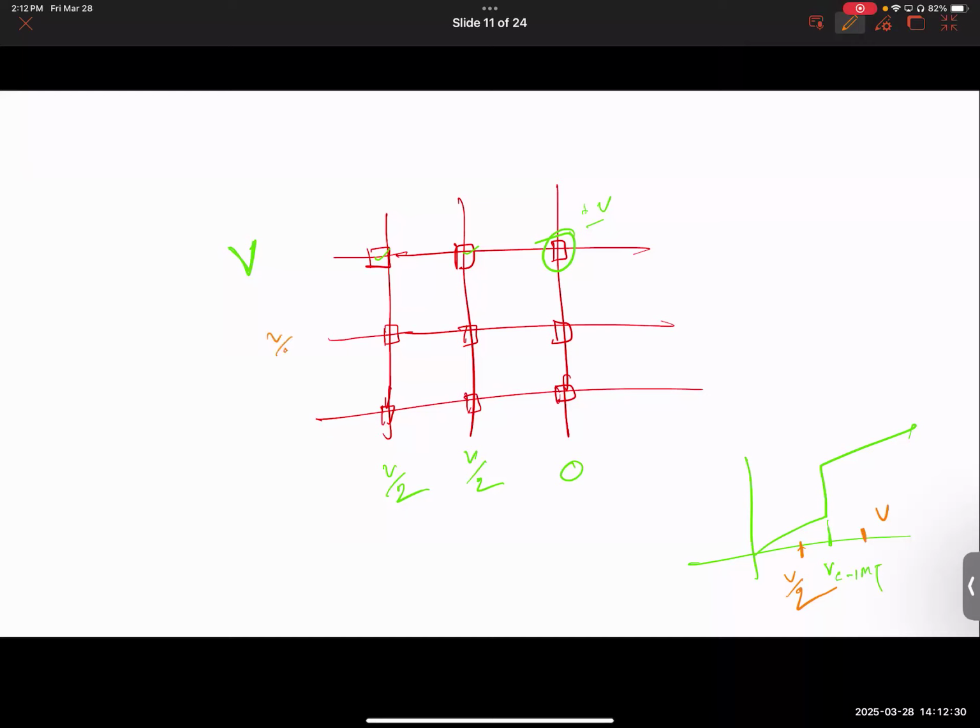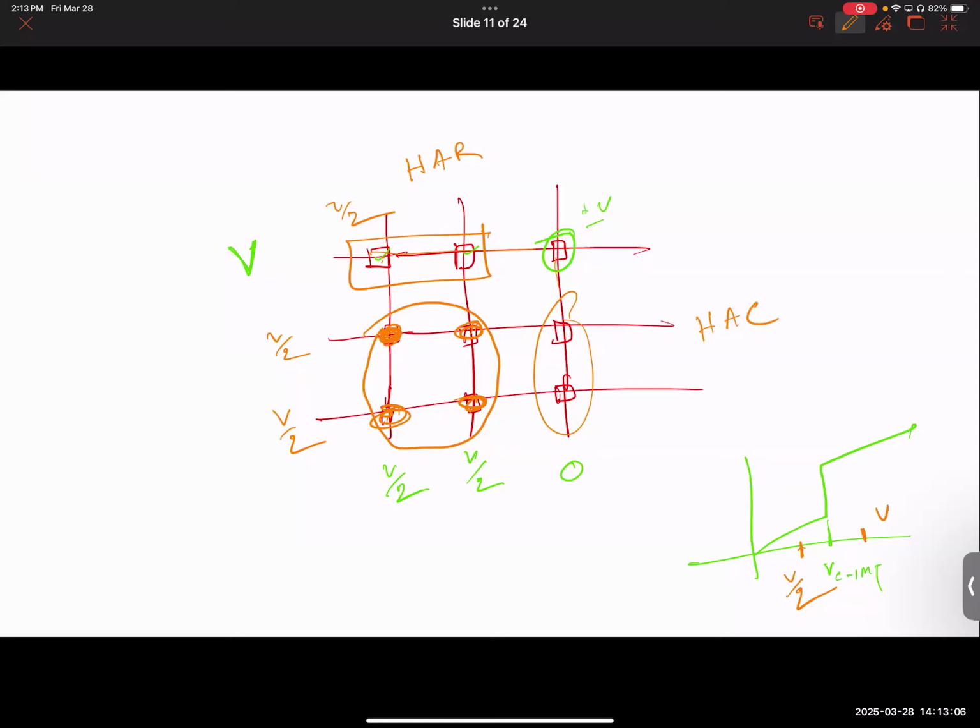So if we do this type of biasing, notice these cells, what is the voltage across these 4 cells? Absolutely 0. So they are called unaccessed cells because they are not in the same row or same column as the access cell. They are called just unaccessed. Done. These cells, which are in the same row as the access cell, are called half access row. Why half? Because notice the voltage across them is V over 2. If you think about it, V and V over 2. So that's why half access row. And these are called HAC, half access column cells, which share the same column as the access cell. Okay, you see the point?